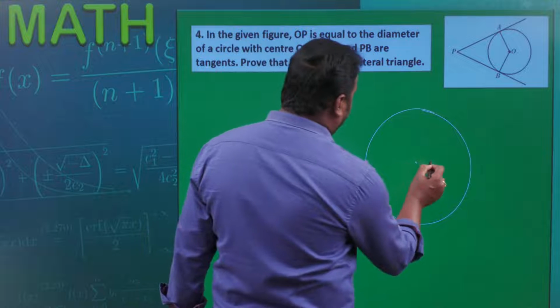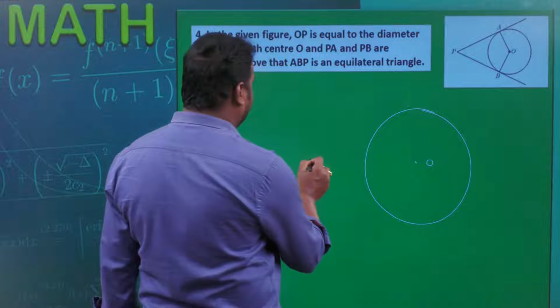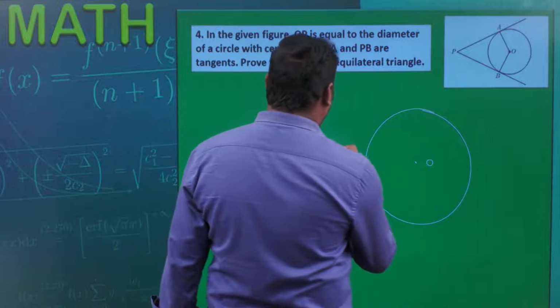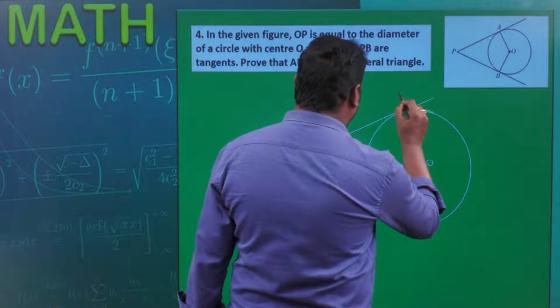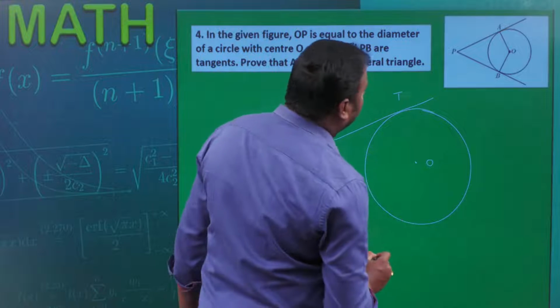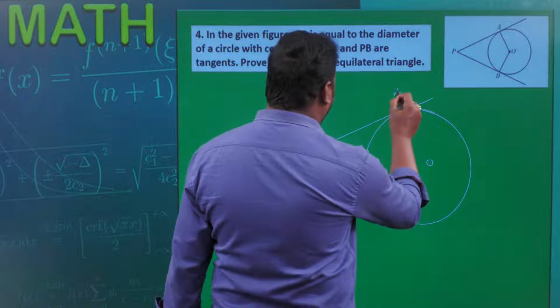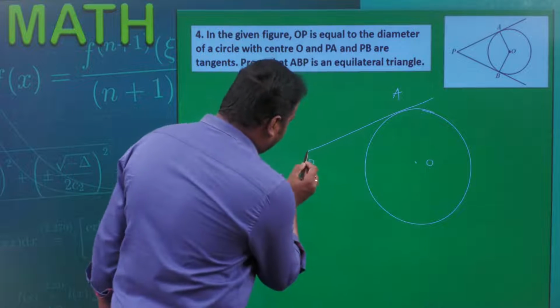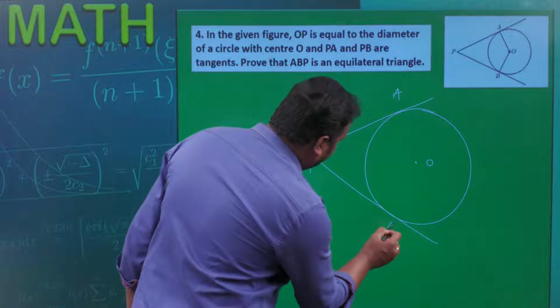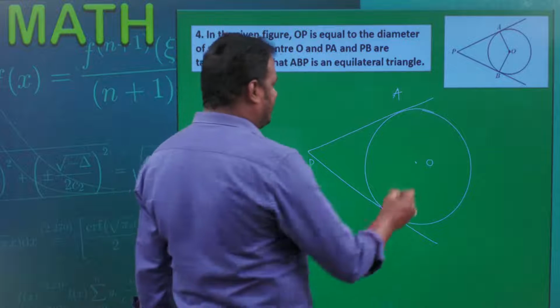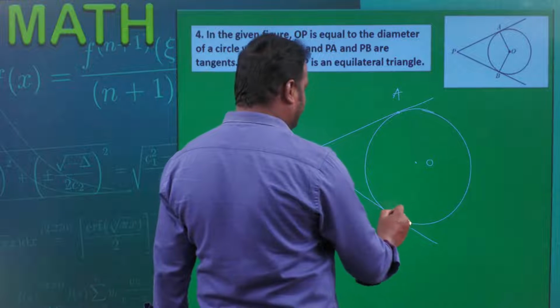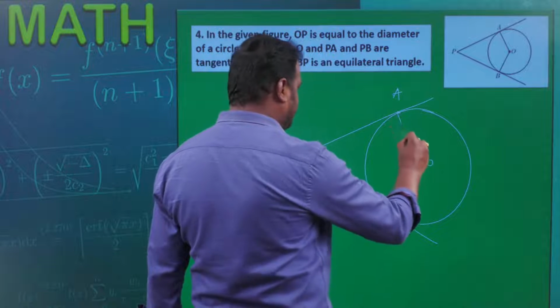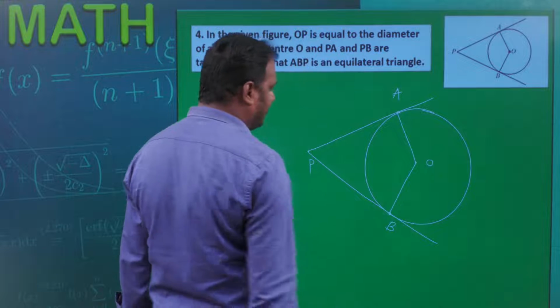So this is point O, and there is a point P given. PA is one tangent, as well as PB is another tangent. These two are two tangents. This is the point of contact. Of course, this is the point of contact. These two are joined. Clear?